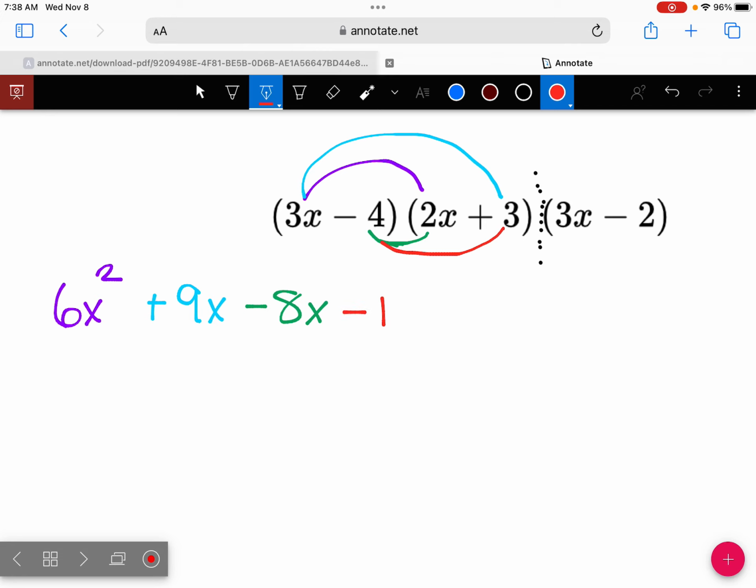We get minus 12. And these guys are still in a set of parentheses because we still have our 3x minus 2 over here. They're still hanging out. We're just working inside the parentheses to make our lives easier, not have to deal with quite so much grossness.